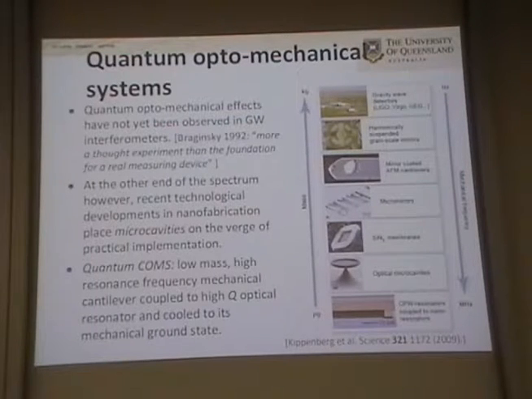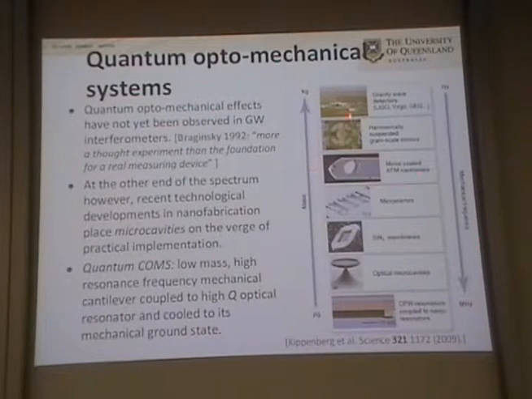So when Braginsky was first talking about this quantum optomechanical effect, this effect of photon radiation pressure on mechanical systems, he was really thinking of it as a thought experiment. This is a quote from 1992, he says, "This is more a thought experiment than the foundation for a real measurement device." Since then, really in the last 5 years, there have been a whole host of developments which I can't do justice to in this talk, I'm afraid, across a whole range of different size scales, which seek to make real measurement devices based somehow on quantum optomechanical effects.